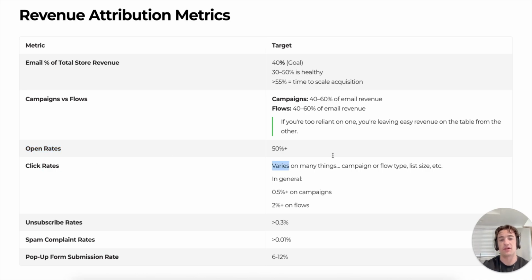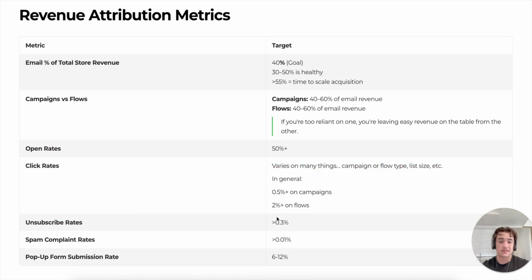Click rates vary on many things: your campaign, your flow type, list size, all that sort of stuff. In general, 0.5% on campaigns and 2% click rates on flows. Flows are higher converting and more intent based, so we want those to be higher. I review accounts where campaigns get 1% click rates, and I'm like, okay, I don't feel like that's healthy. It's really hard to say, but if you're anything below these numbers, then I would be concerned.